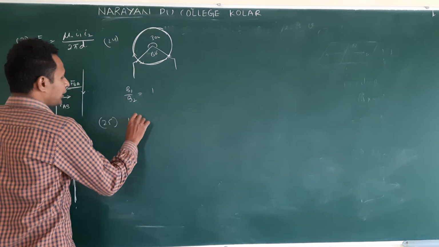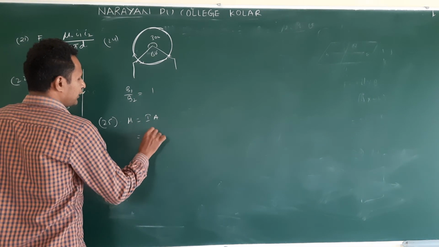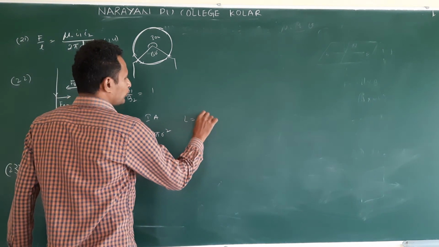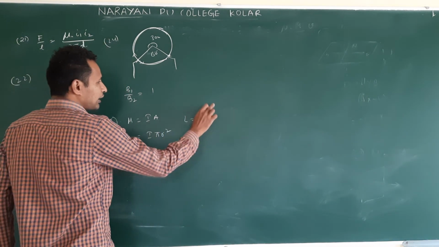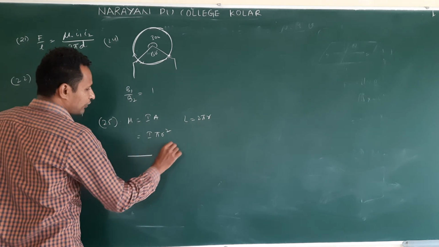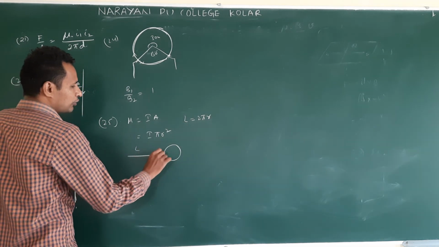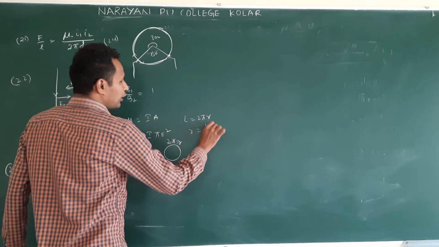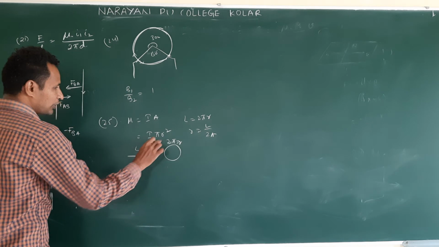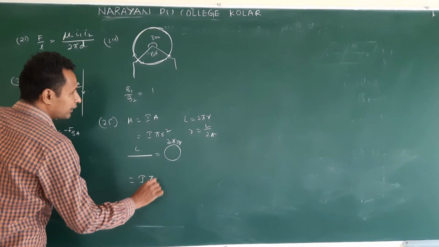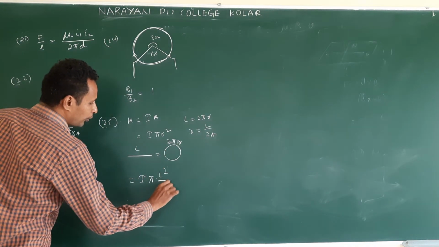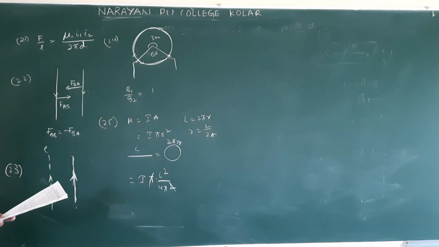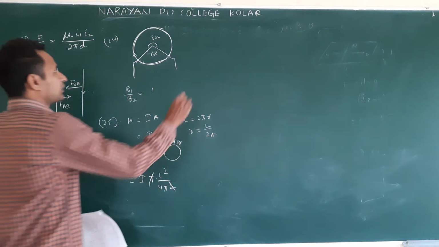What is the magnetic moment formula? M is equal to IA, I into pi r square. L is equal to 2 pi r. This total length is converted to a circle. Clear? This straight wire converting into circle. So L is equal to 2 pi r, then r is equal to L by 2 pi. This r value substitute in the formula: I into pi L square by 4 pi square. One pi will be cancelled. I L square by 4 pi. Option 2.